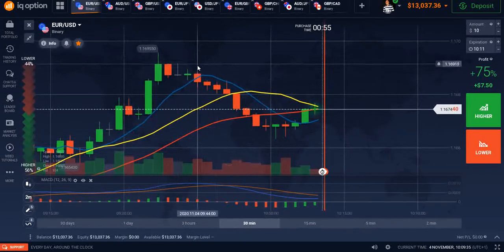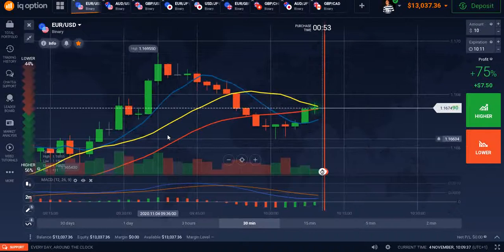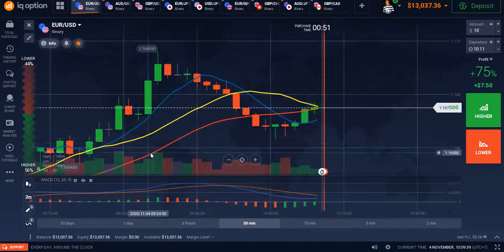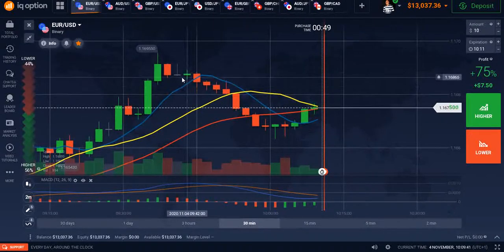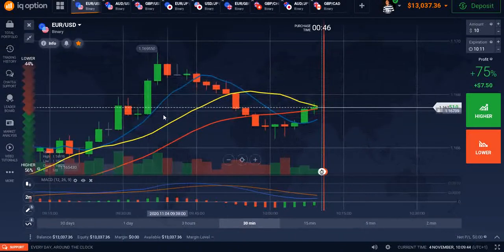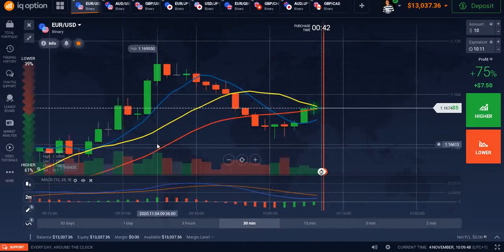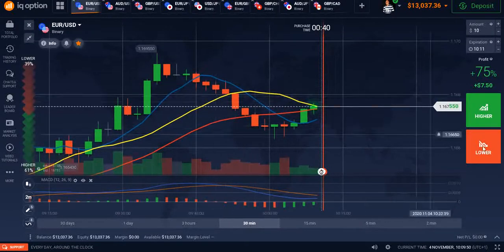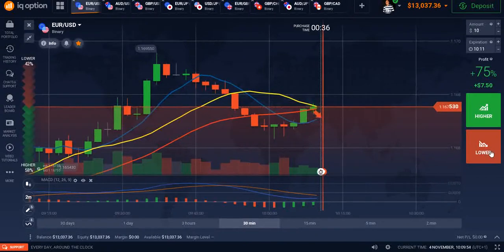Let's start with the moving average. Anytime you see the red moving average below the two moving averages, the yellow and the blue one, you have to put for a low option.